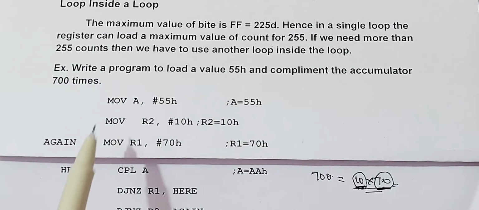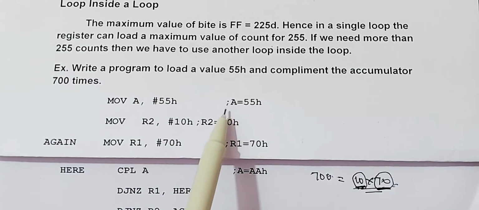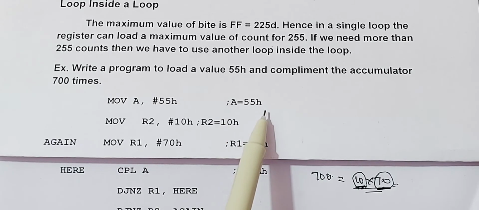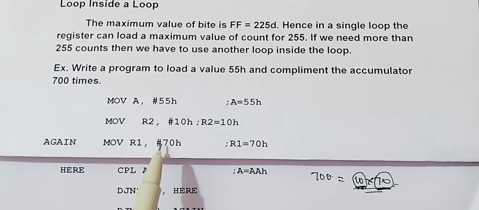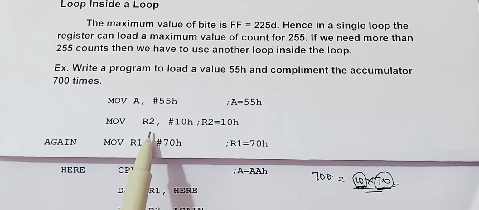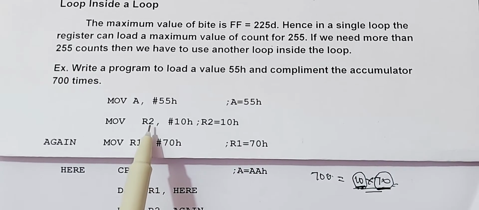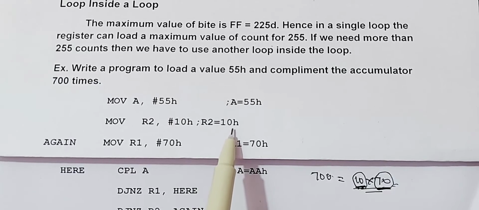See, this is the instruction. MOV A, #55. That is, you have loaded the value 55 to the accumulator register A. A becomes 55. Now, the complement of this should be taken 700 times. Therefore, I will consider 2 loops. In the first loop, I will load the value: MOV R2, #10. You can select any register from R0 to R7. Here I am considering R2. MOV R2, #10H means the register R2 is loaded with 10.